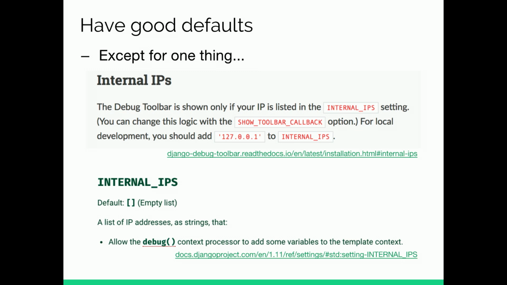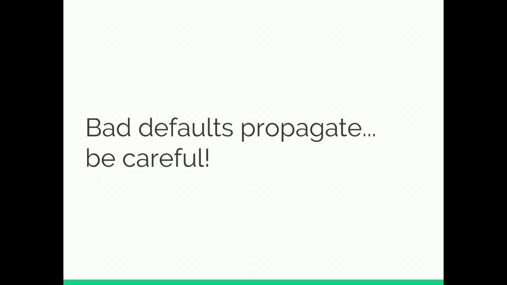And this setting is not always set in Django projects. It's not very common to set this. And Django Debug Toolbar needs this because Django's own settings need that to show debug info about templates. So Django Debug Toolbar also needs this. So this means that bad defaults propagate. If your app is used by another app and your app has a bad default, this bad default propagates to the other one. So you have to be very careful with the defaults you are choosing.